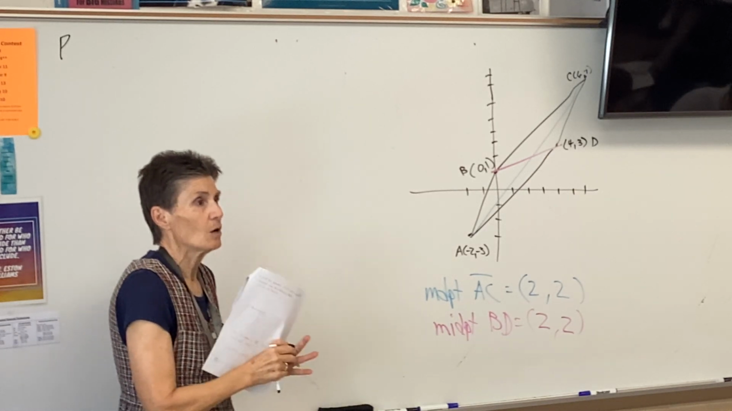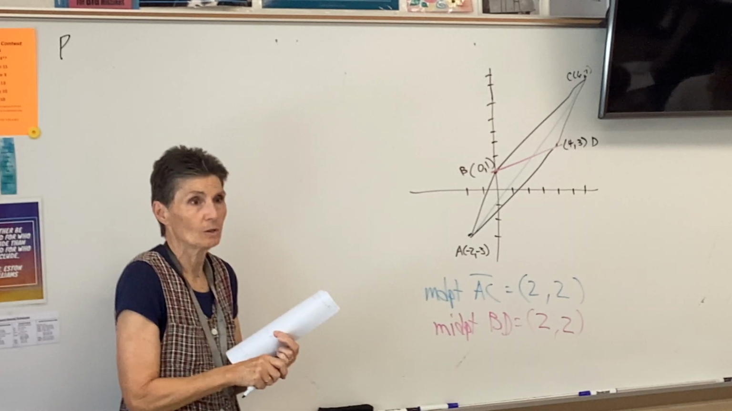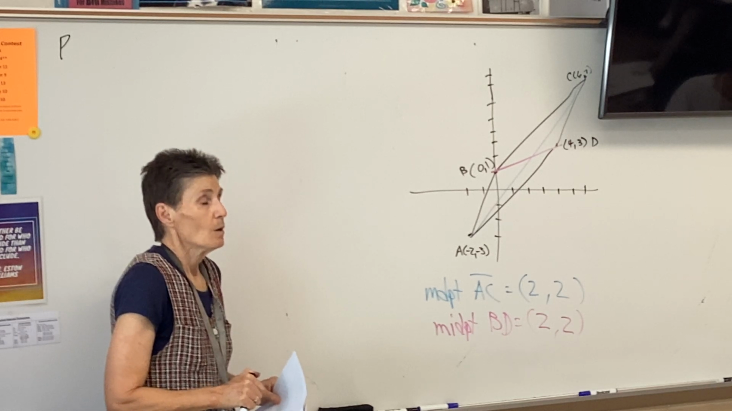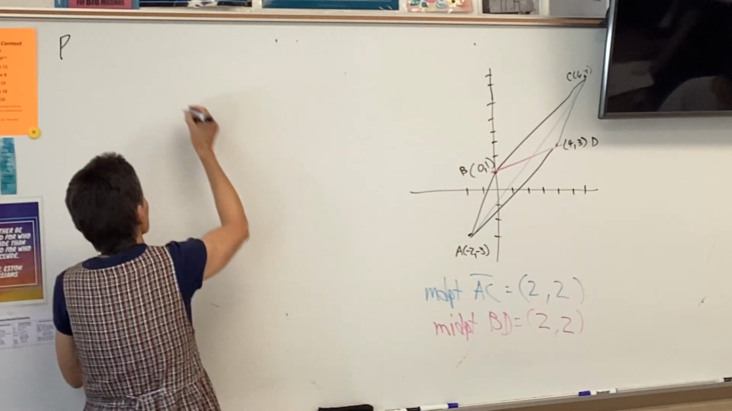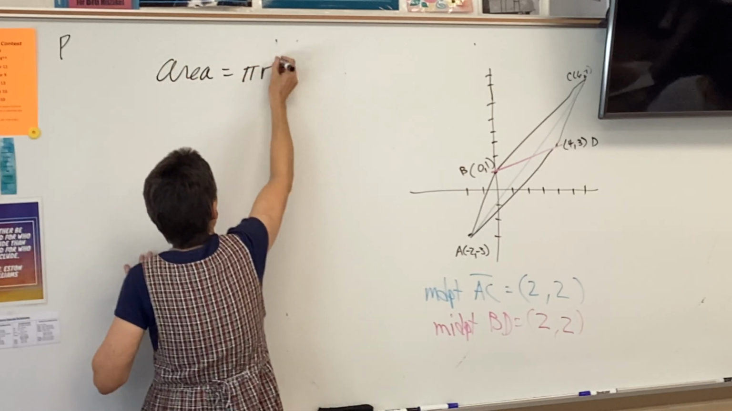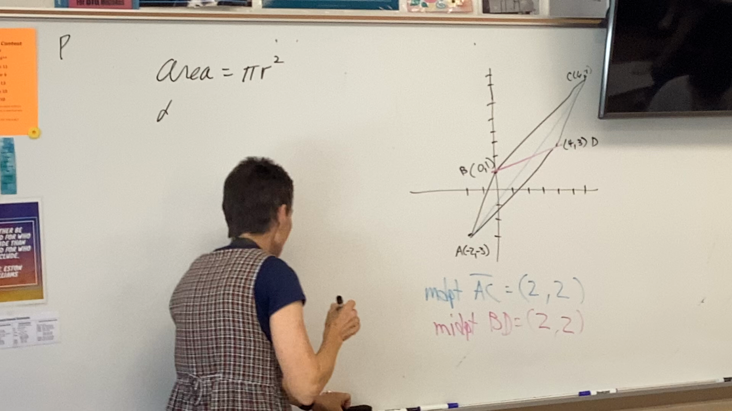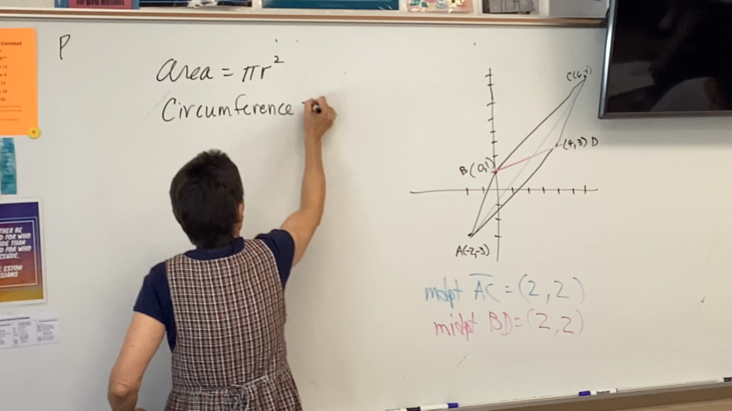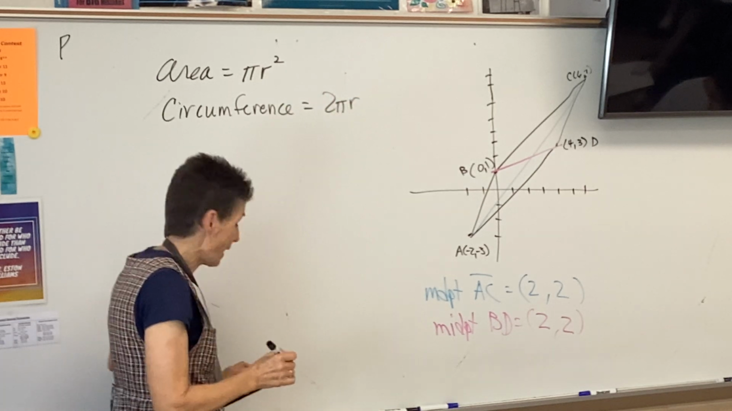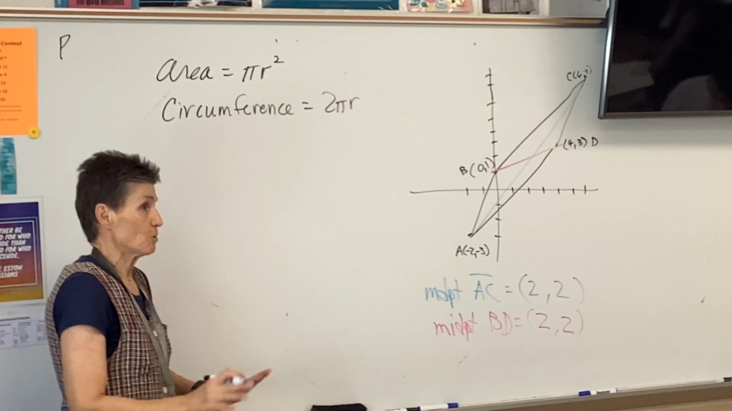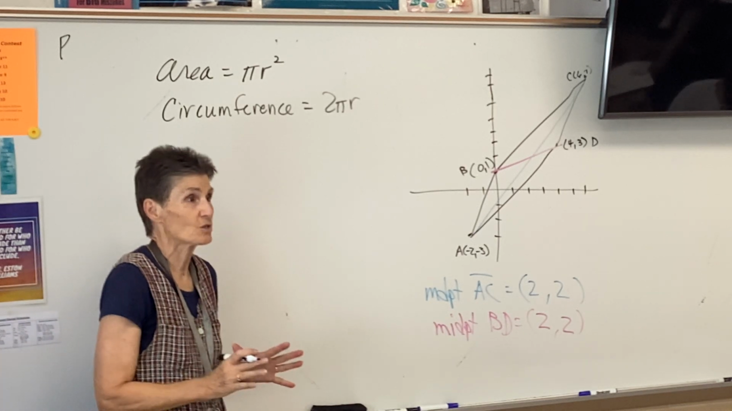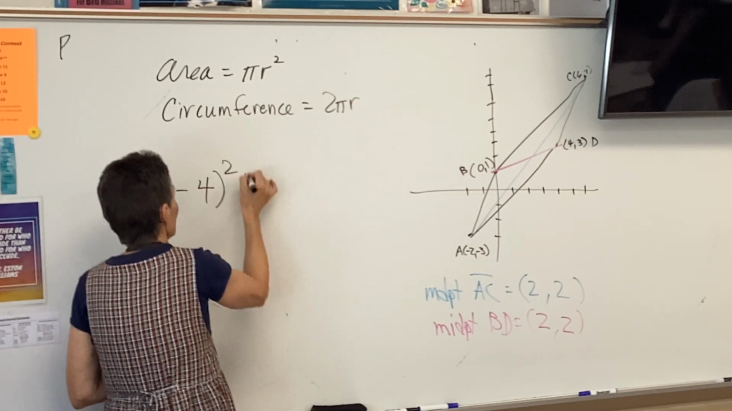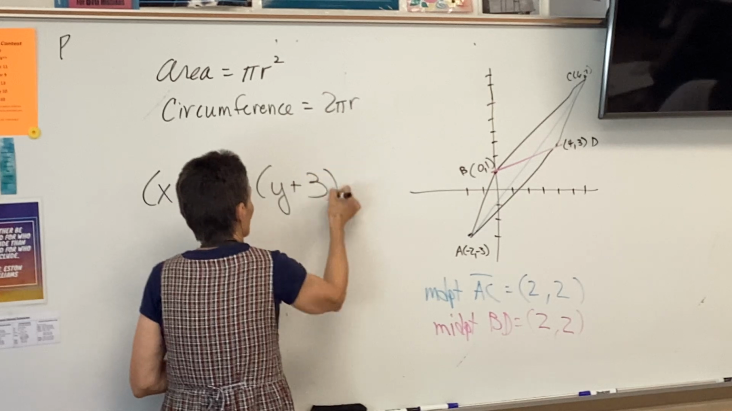Does anybody know what the equation of a circle looks like? And the circumference of a circle is 2 pi r. But that's not what I'm asking you for. I'm asking you for the equation of the circle. So I'll just give you an example. This is an example of the equation of a circle.